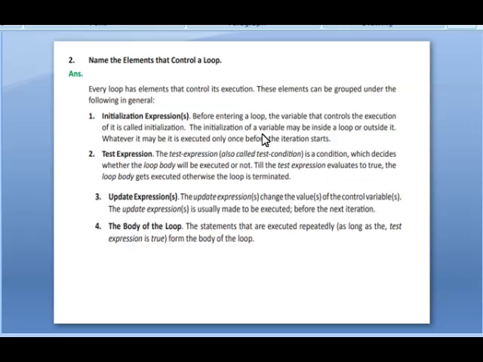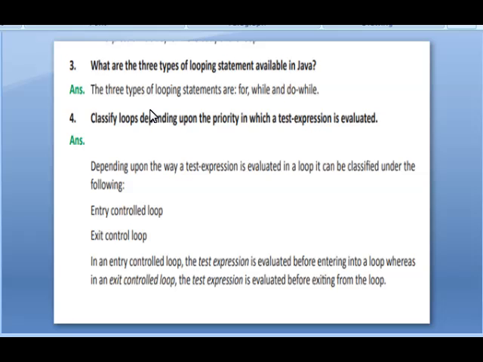The second question, name the elements that control a loop. So what are the elements that control the loop? Initialization expressions, and you have to write in the details. Then test expression, update expressions, then the body of the loop. Next question, what are the three types of looping statements available in Java? So the three types of looping statements are for, while and do while.